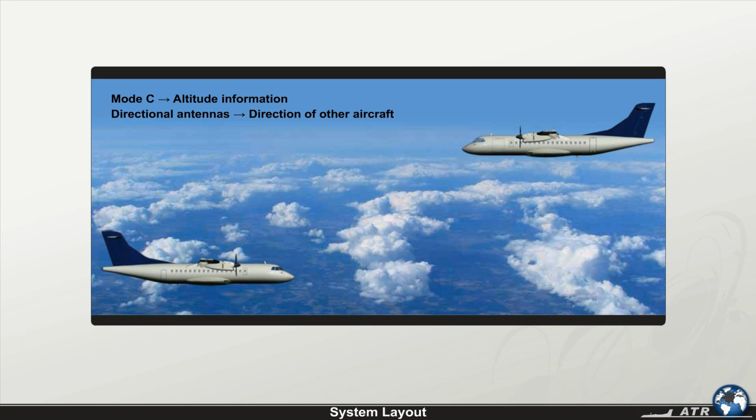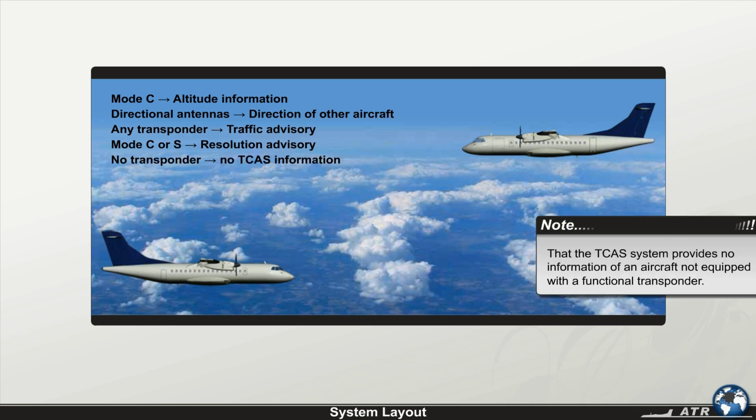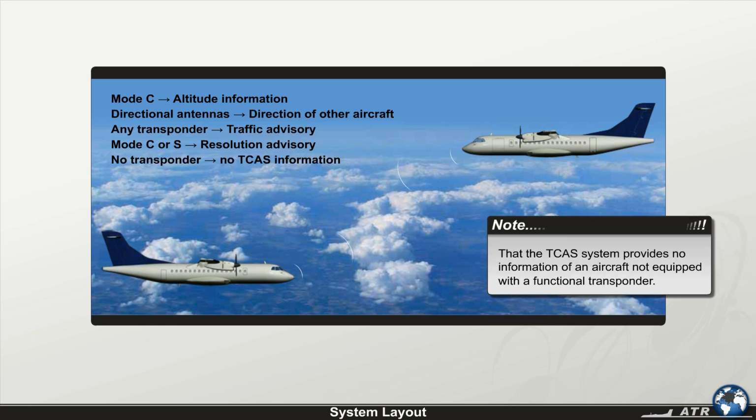When your aircraft and the other aircraft are TCAS equipped, both TCAS coordinate the advised maneuvers of the aircraft involved. Traffic advisories are generated for any intruder with at least an operative Mode A transponder, but resolution advisories are only generated if the intruder aircraft is equipped with an operative Mode Charlie or Sierra transponder. Note that the TCAS system provides no information of an aircraft not equipped with a functional transponder.